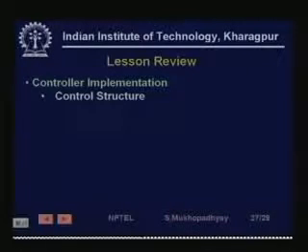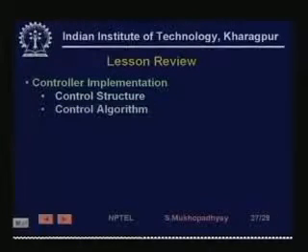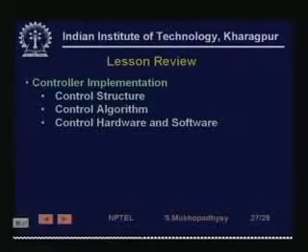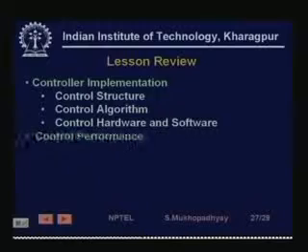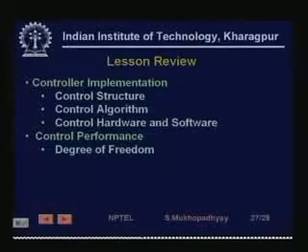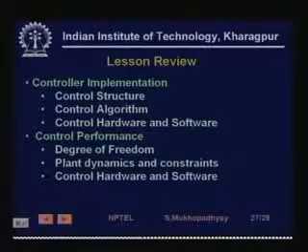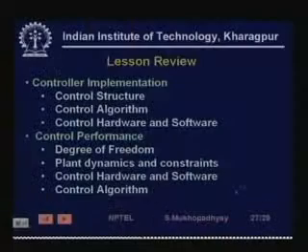So, here we have come to the review. We have reviewed controller implementation, under that control structures, control algorithms, we have seen the PID equations and the control hardware and the software. We have also looked at control performance and seen what kind of performance is reasonable to expect and achieve. We have seen the various kinds of plant dynamics and constraints that can affect control performance, and we have seen the hardware and software features which will limit performance. So, that is of course algorithms.